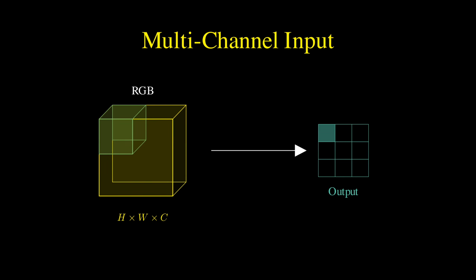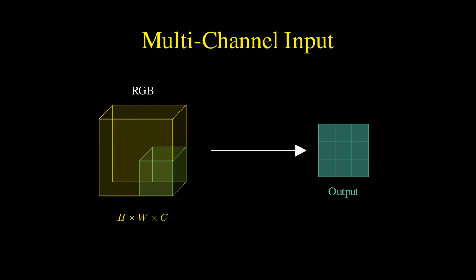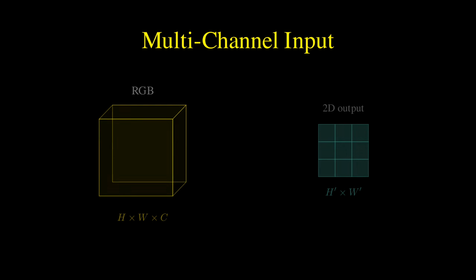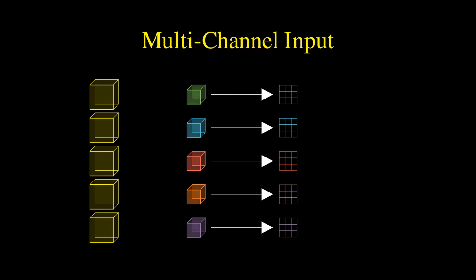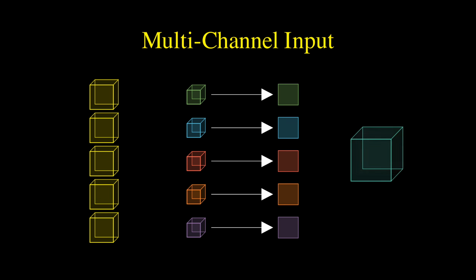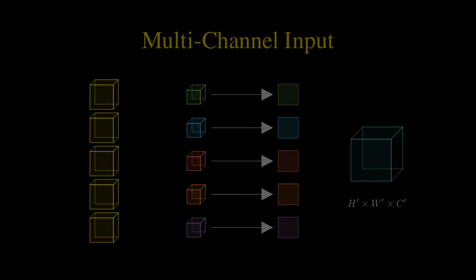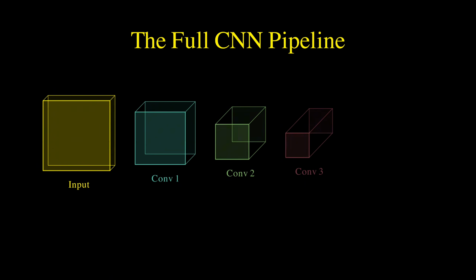The kernel still slides across the spatial dimensions, but at each position it processes all channels at once, producing a single number. So even with a multi-channel input, each kernel still produces a single 2D output of size h prime by w prime. And if we use multiple kernels, say C prime of them, we stack all those outputs to get h prime by w prime by c prime, the same pattern as before. In a real convolutional neural network, we don't just do this once. We chain multiple convolutional layers together, one after the other.